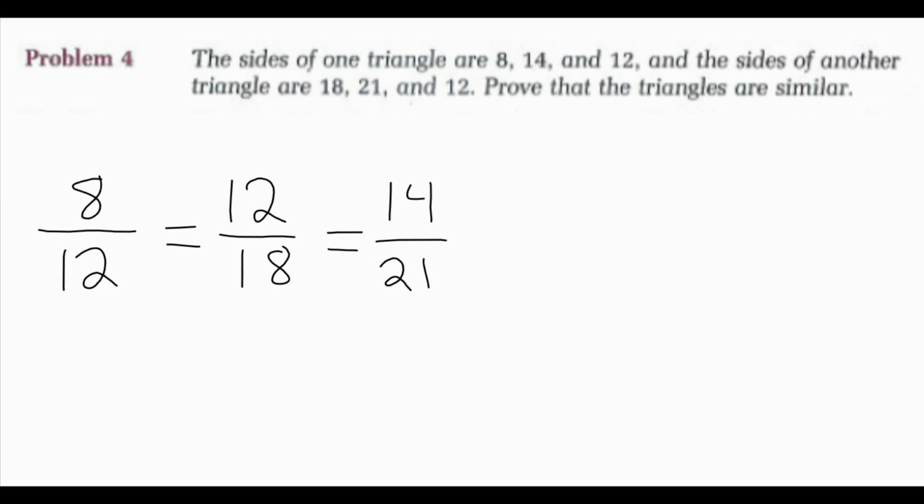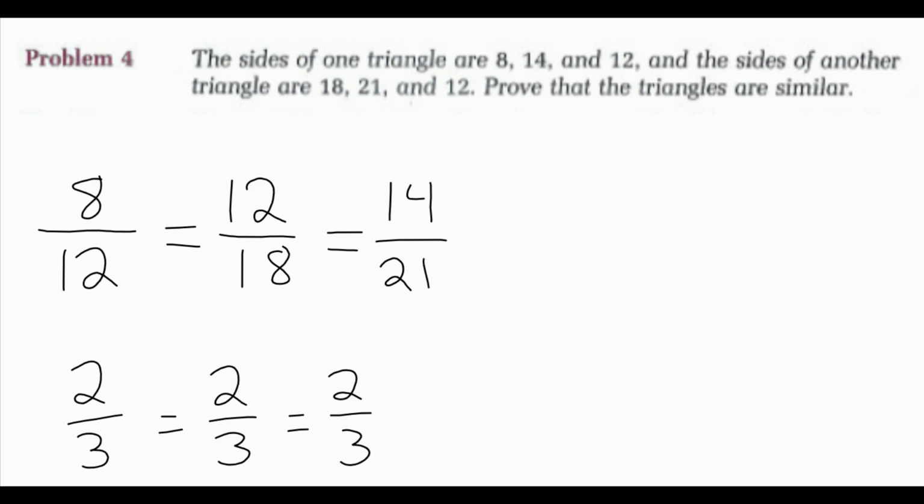So I want to simplify each one of these ratios to see if they are the same. 8 over 12, I could take out a 4. This would simplify to 2 over 3. 12 over 18, here I could take out a 6, which again would simplify to 2 over 3. And then 14 over 21, here I could take out a 7, which again would give me 2 over 3. So I have all my ratios equal, so this would be side, side, side similarity, and that's proving the triangles are similar.